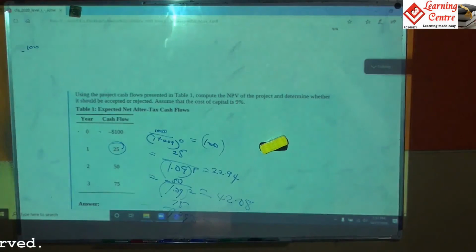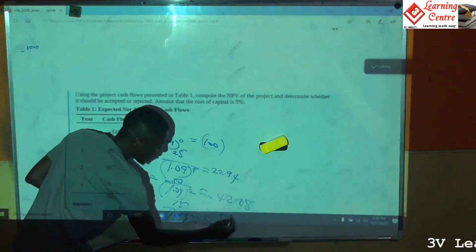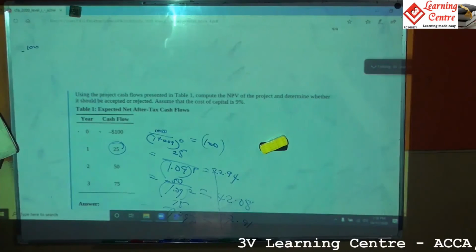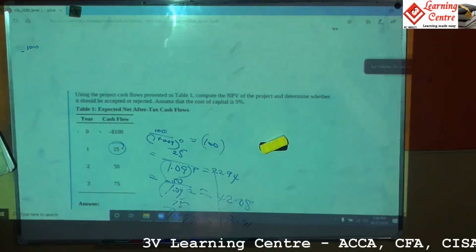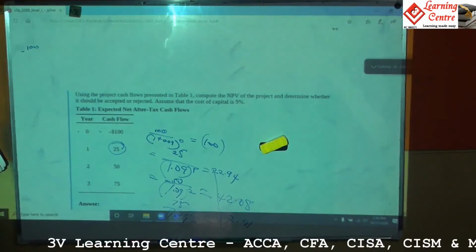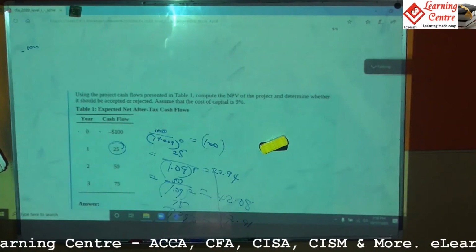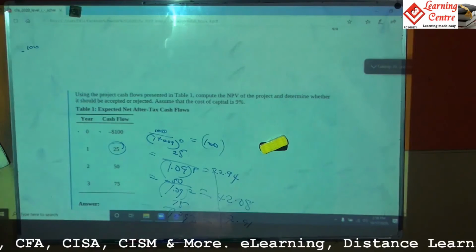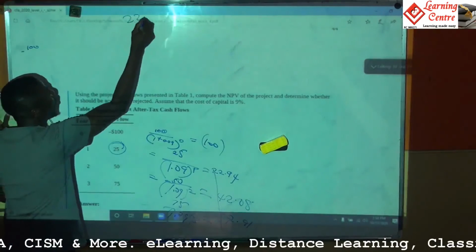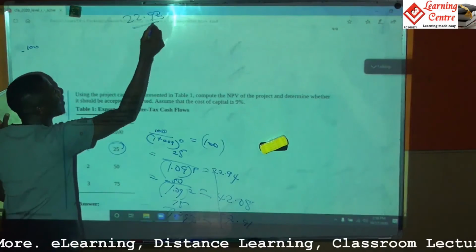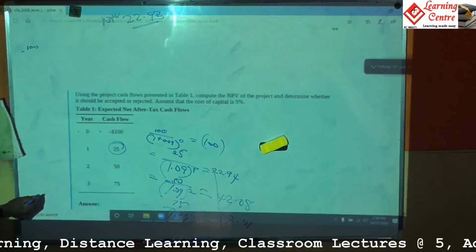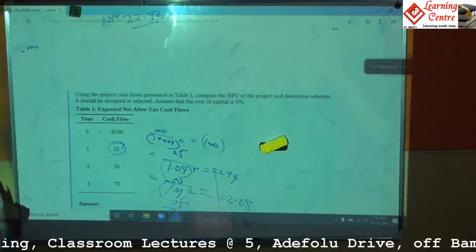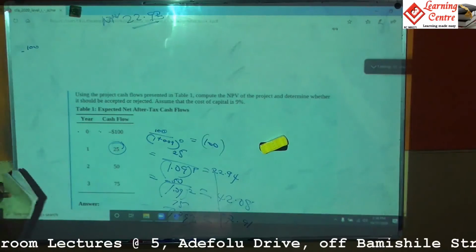What's our answer? 57.91, then minus 100. So 22.94 plus 42.08 plus 57.91 minus 100. The answer is 22.93. So this is our NPV, Abi? Okay, so should we accept or reject? The rule is always accept any NPV that is positive, Abi? Okay. Always accept any NPV that is positive.